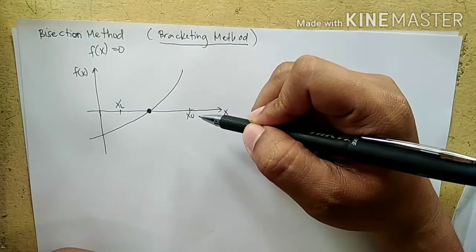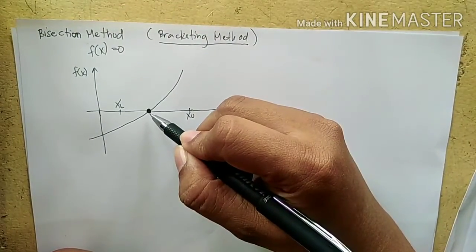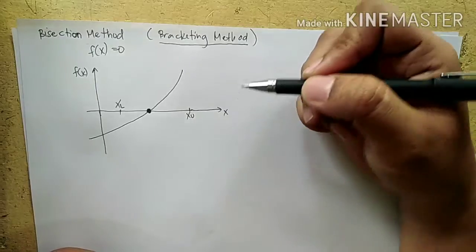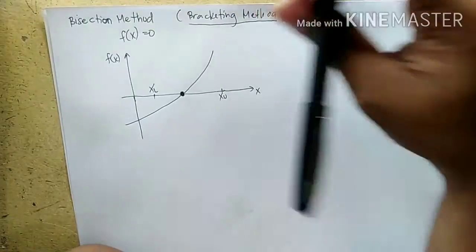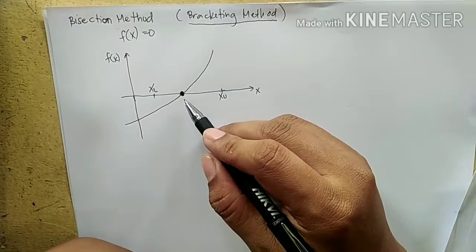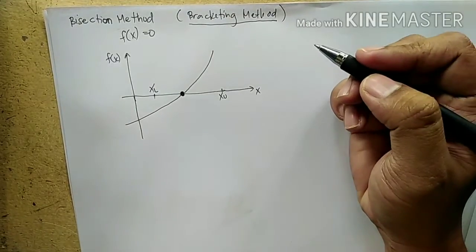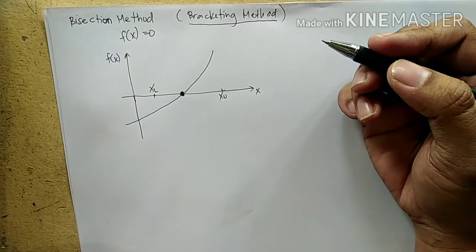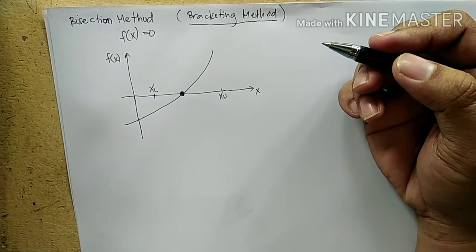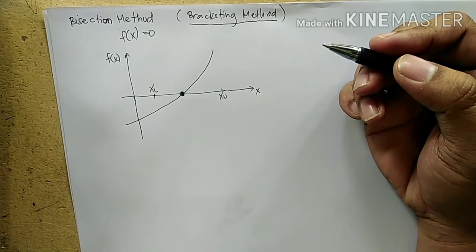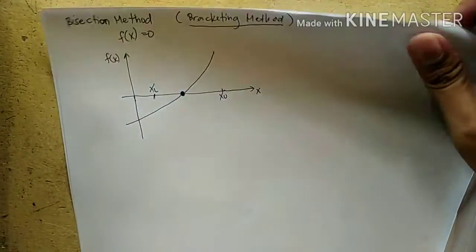So in order to find the root of the function, we need to bracket the real root. If the real root is outside X sub L and X sub U, you cannot calculate or solve the root of the function. The real root should be in between, or it should be bracketed by X sub L and X sub U. So in the bisection method, there is an algorithm. I'll introduce the algorithm.